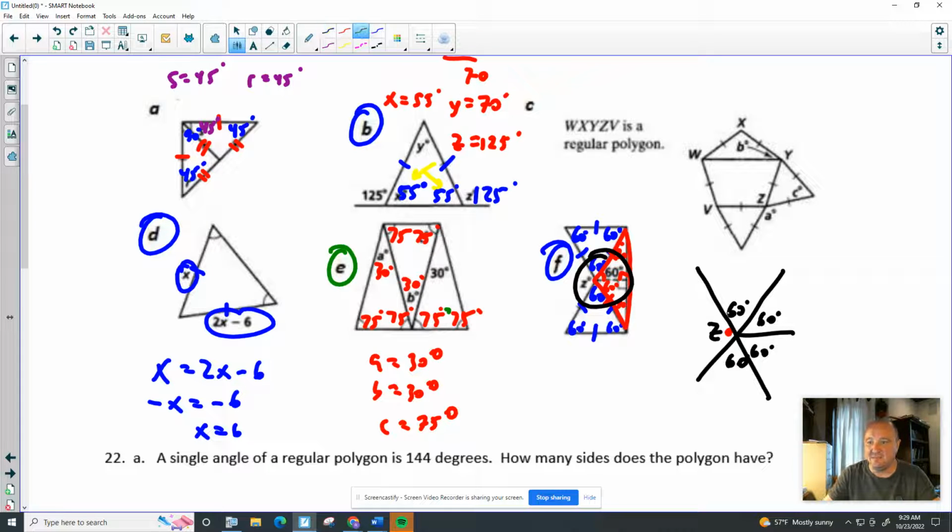When you think of it this way, what do all these angles around the circle have to add up to? They have to add up to 360 because that's a full spin. So I just say 60 plus 60 plus 60 plus 60, that's 240. If I subtract that from 360, that's going to be what's left over on Z. So for this one, Z is 120. I'm going to come back and do 12C in a different video.